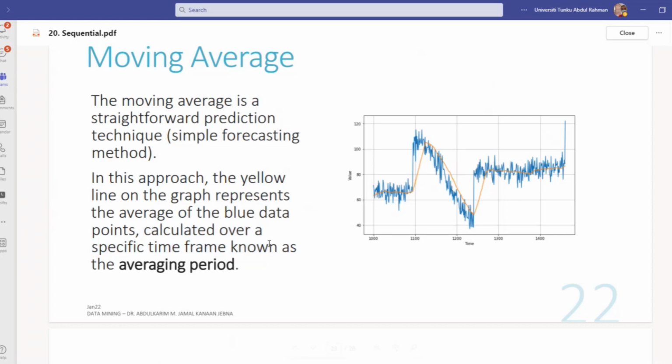So we may assume we are looking at a time frame of 30 days. In this case, we collect the gold price for the last 30 days, and then we take the average value for these 30 days, and we assume that this average value is going to be the forecasted value for tomorrow. Is it clear?